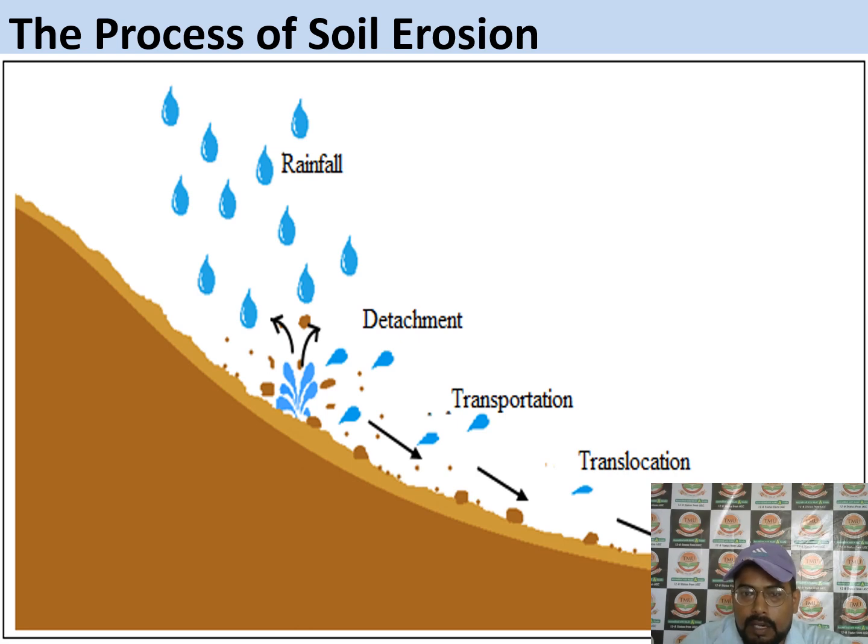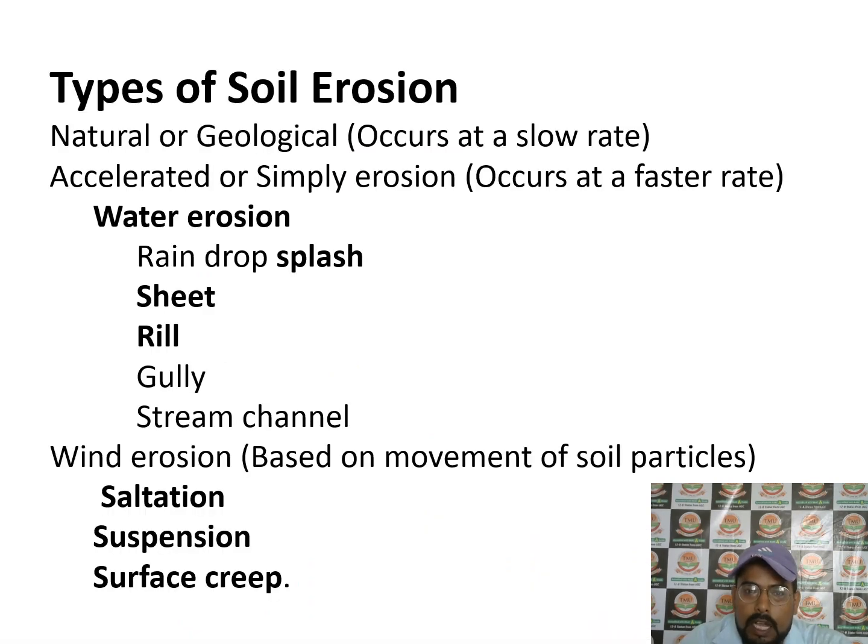First is detachment. After the rain touches the surface of the soil, it detaches the particles. After detachment, the particles are transported from one place to a different place and deposited in another place. This is the process of water erosion.